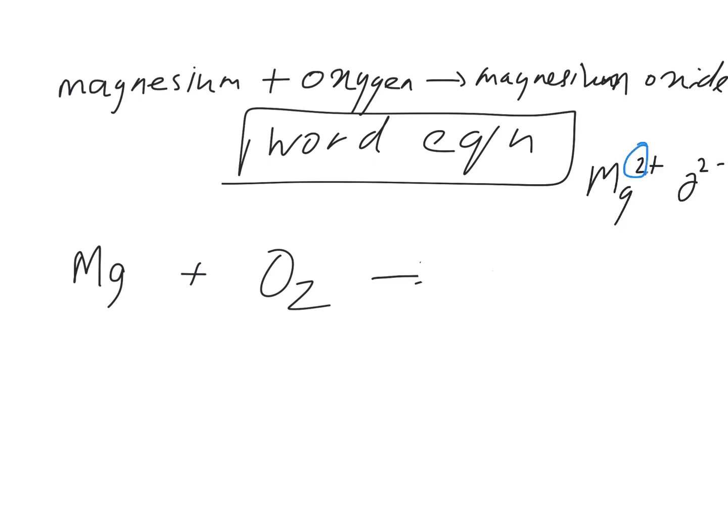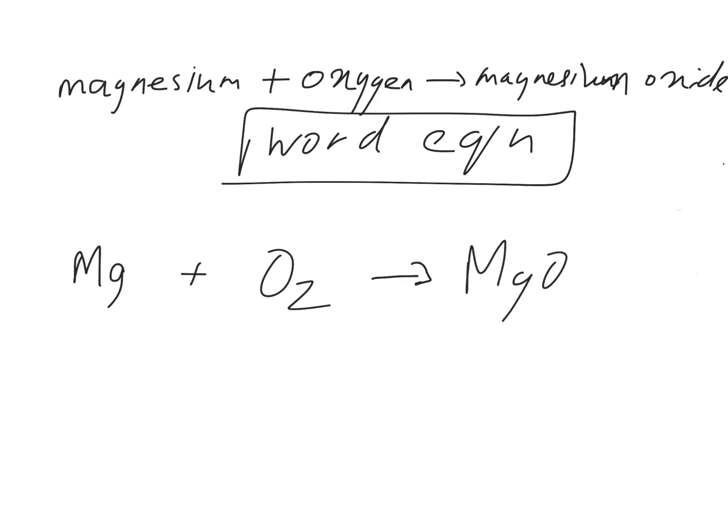So we do the whole swap and drop rule. We swap those numbers over. That should give us Mg2O2. But remember, we normally cancel that out in an ionic compound and we give it in its smallest form. So that should become MgO for us.